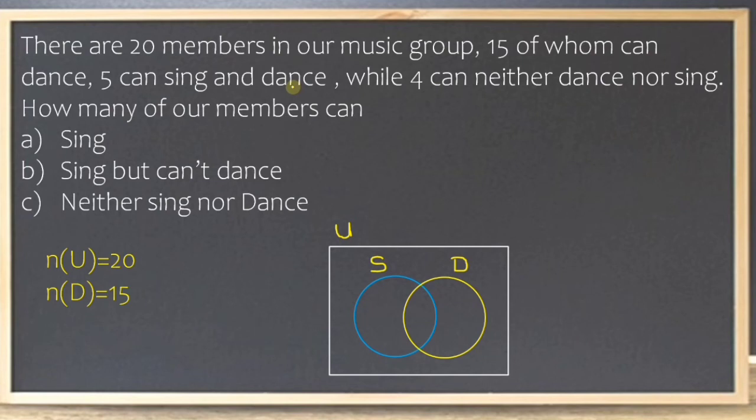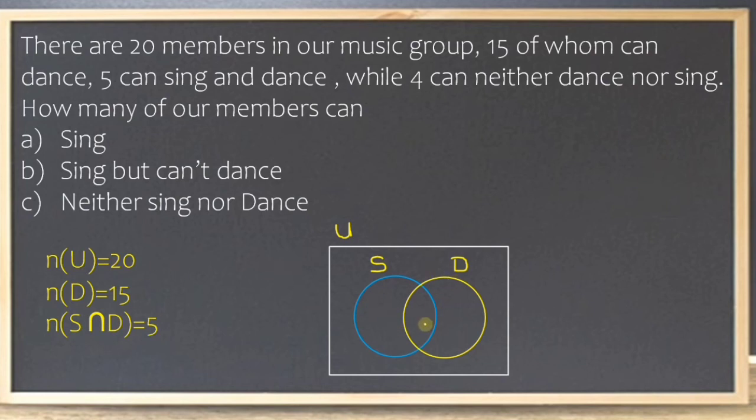So it means they form the intersection. So they are at the intersection of both sets. So we say the number of members of S intersect D is 5. And 4 can neither sing nor dance. So these 4 are in none of the subsets, but they are in the universal set. All right. So after that, what we will do is to transfer these values into the Venn diagram.